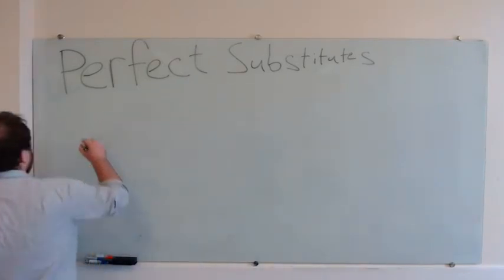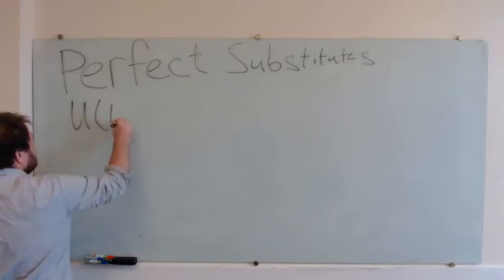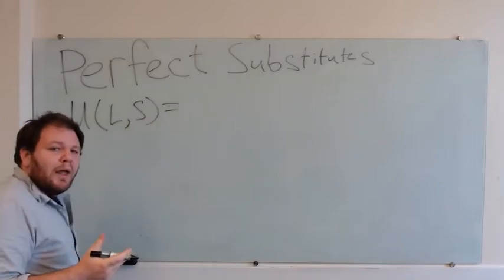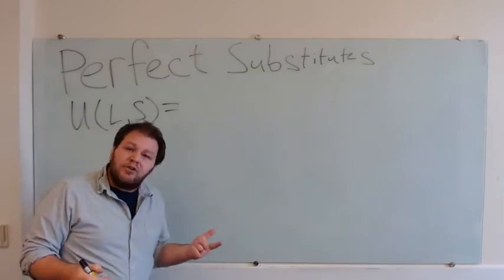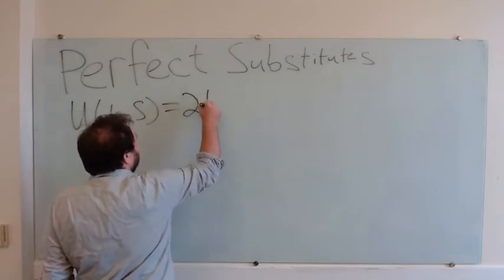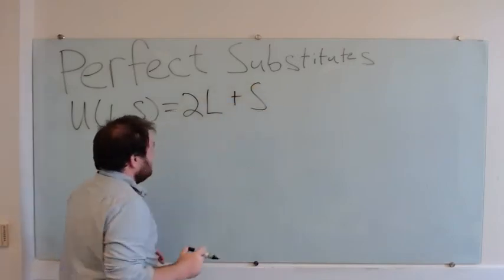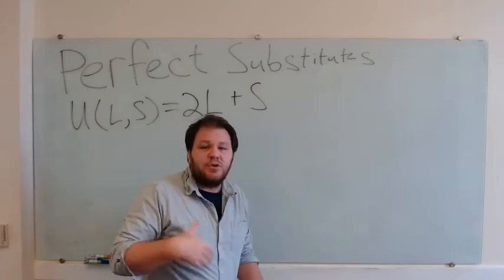We might say that your preferences could be represented by a utility function that looks like this, U of L and S equal to what? Well, if all you care about is the number of toothbrushes you have, then a large, which has 2 toothbrushes, should be worth twice as much as a small. So it might look like 2L plus S, because each large pack has twice as many toothbrushes as a small pack, and so it's worth twice as much to you.